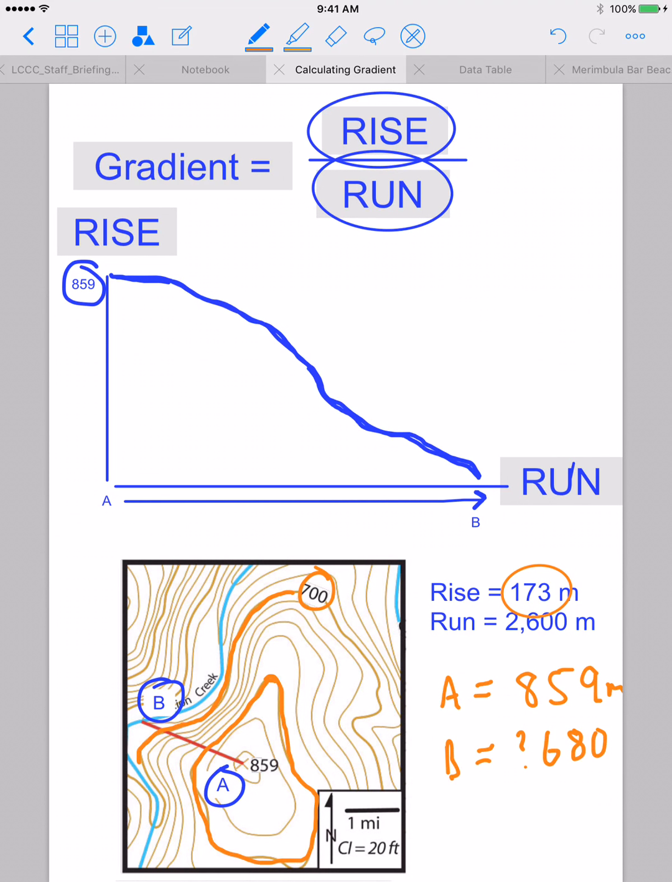To calculate the run, we need to use the scale to work out the length of the red line. I've already done this by taking a piece of paper and transferring the scale onto the paper to work out the length of the red line. That length equals 2,600 metres.